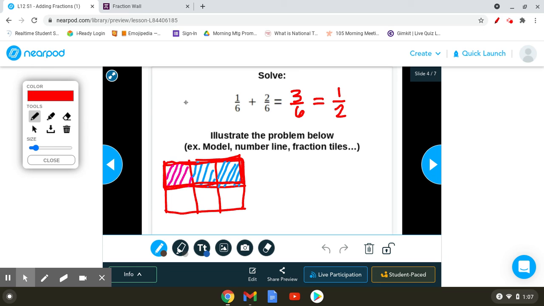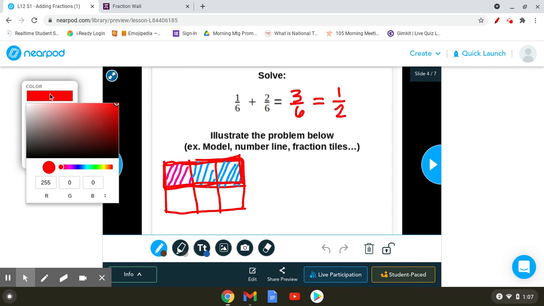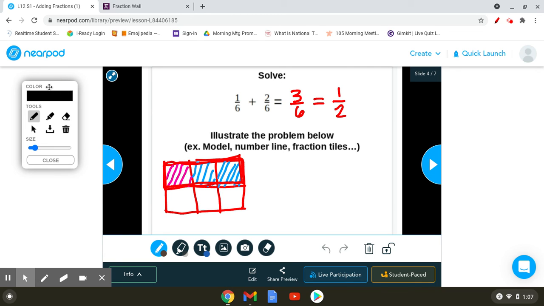Another way you can do this is maybe you were thinking, well, I could probably model this on a number line. And maybe that was what you chose to do. So your number line should start with 0, end with 1. And then because we have the denominator of 6, I need to break apart my shape into 6 equal parts. That means I did 5 lines. So you can see 1, 2, 3, 4, 5 lines make 6 pieces or 6 spaces.